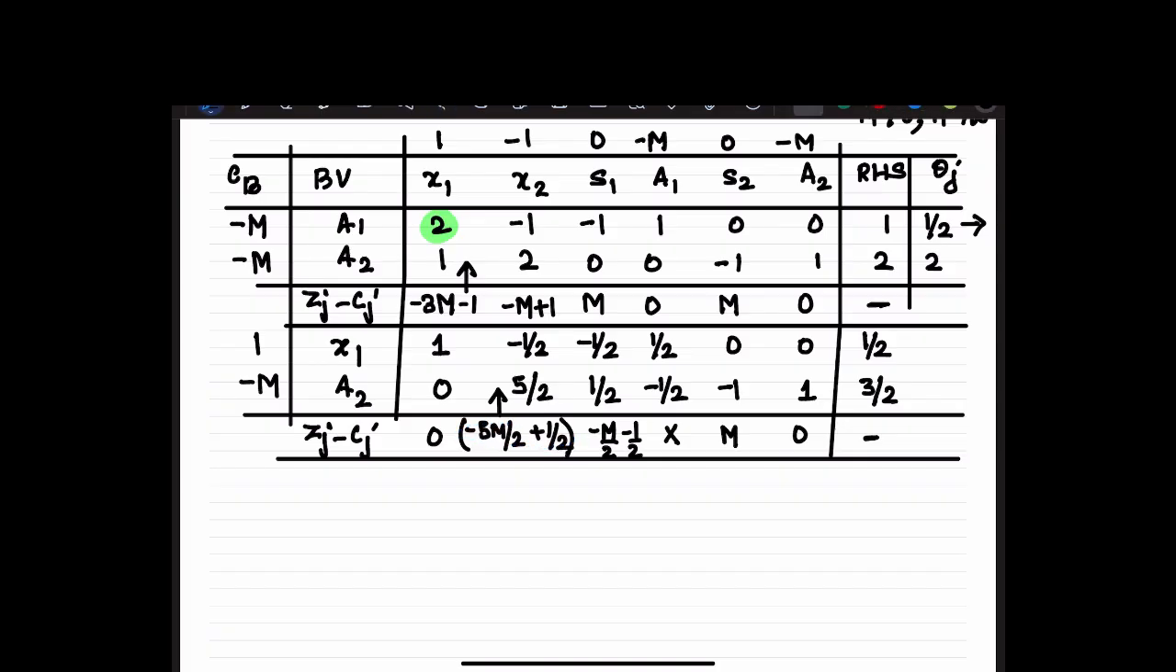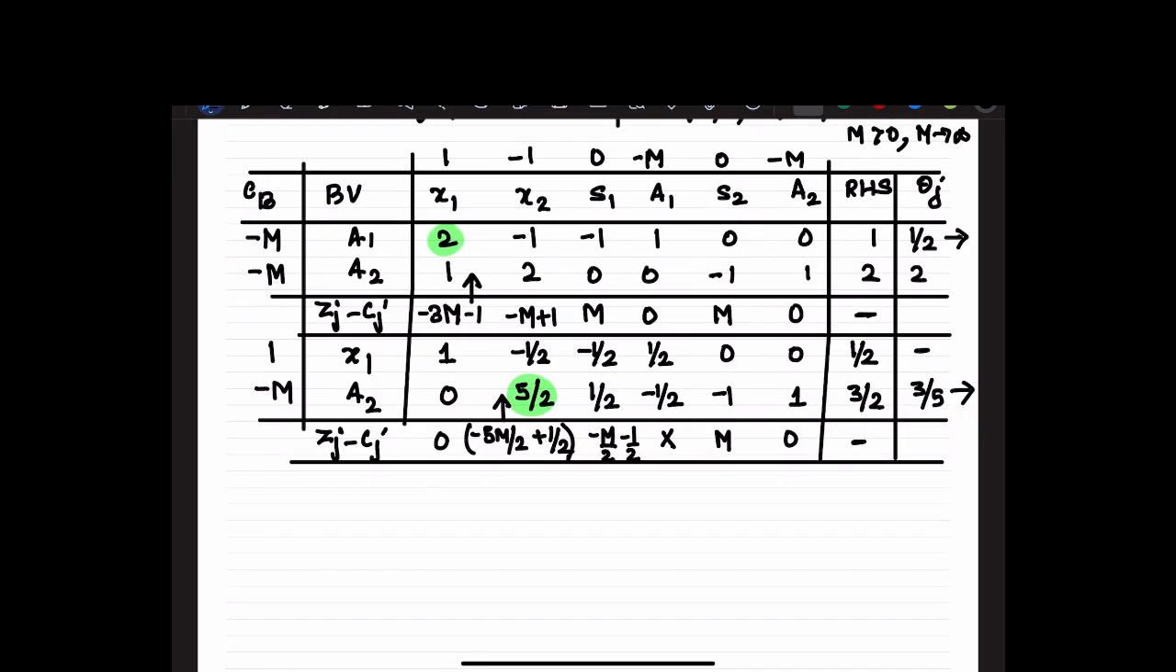So what is the leaving variable? For the leaving variable, don't take this ratio. This ratio will come to 3/5. So this is leaving. And where is the pivot? This is the pivot. So x1 remains, a2 leaves, and x2 comes. x1's coefficient is 1, x2's is minus 1.